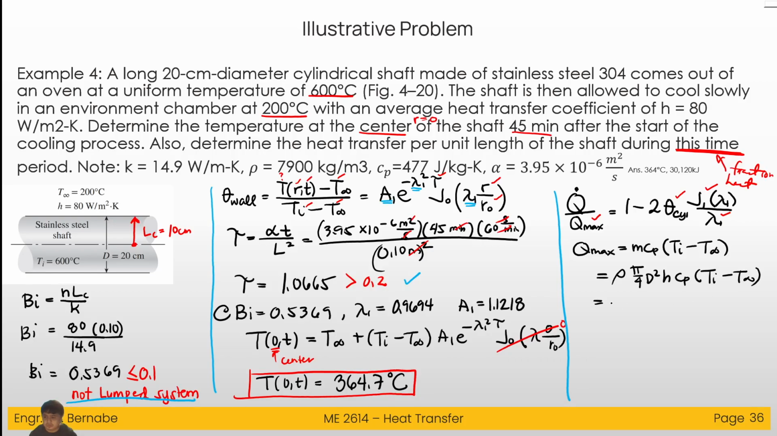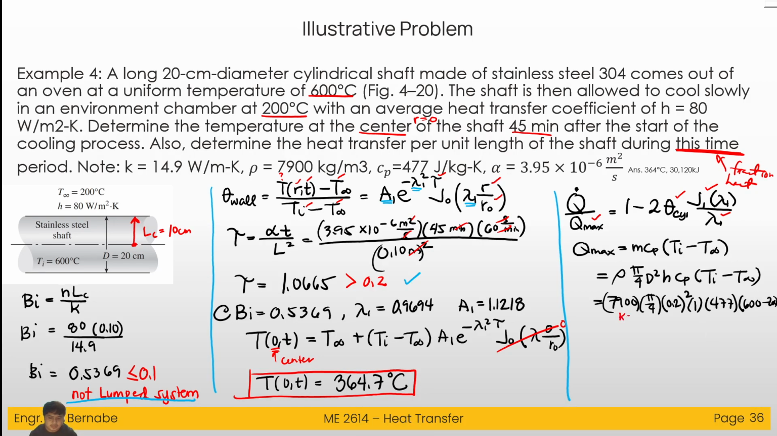So this will be equal to 79. Then pi over 4, D is equal to 20 centimeters, so 0.2 meters, and then squared. So the height, the length? We're assuming per one length, so we'll just multiply this by 1 meter. And then Cp is 477. And then Ti, so 600 minus 200, T infinity.